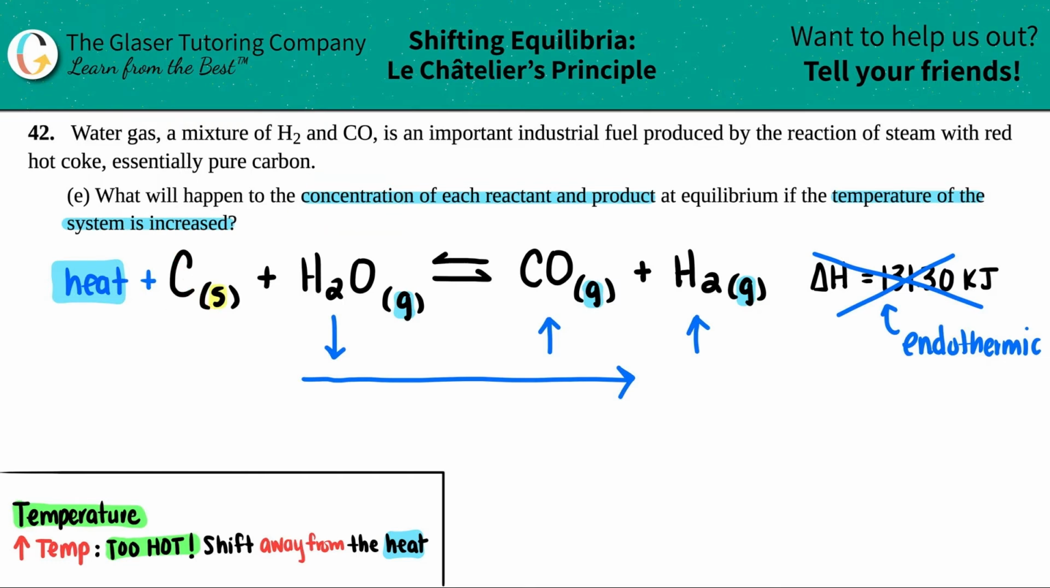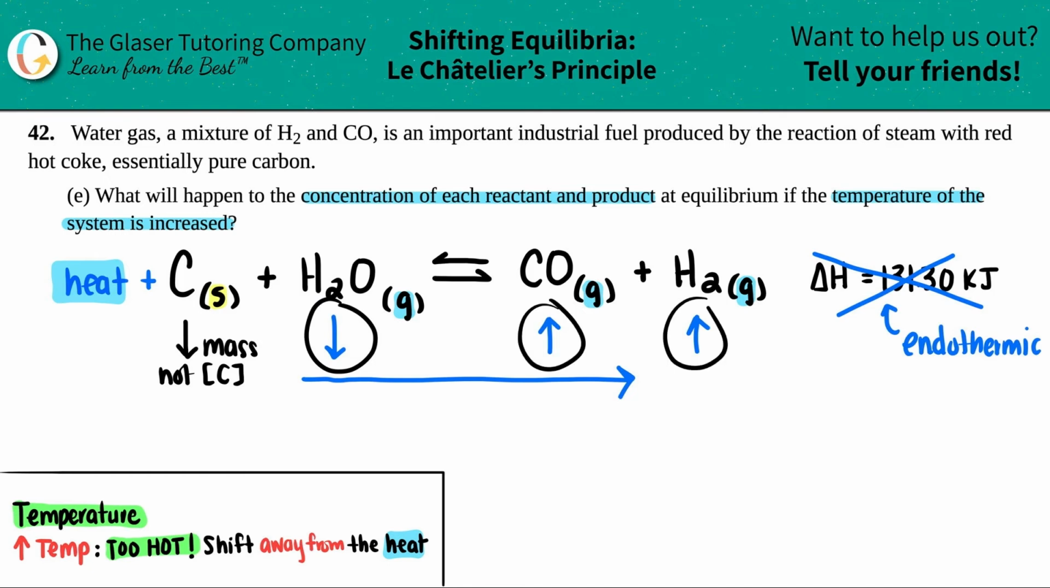But you might be saying to me, well, wait a minute, Christina. If the reactants are dropping, this has to go down. And you're absolutely correct. There is going to be a decrease here, but it's not the concentration. It's the mass. The mass is going to be dropping, not the concentration of C. And that makes all the difference. But all these other ones are changes in the concentration.